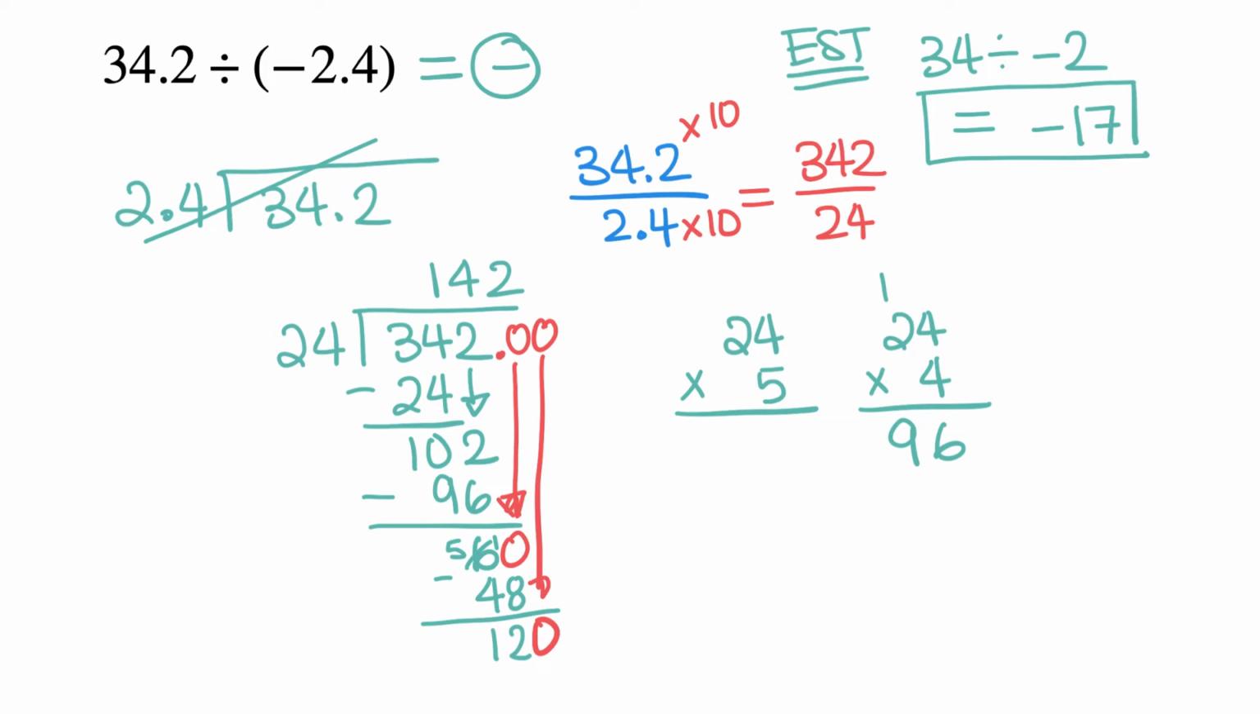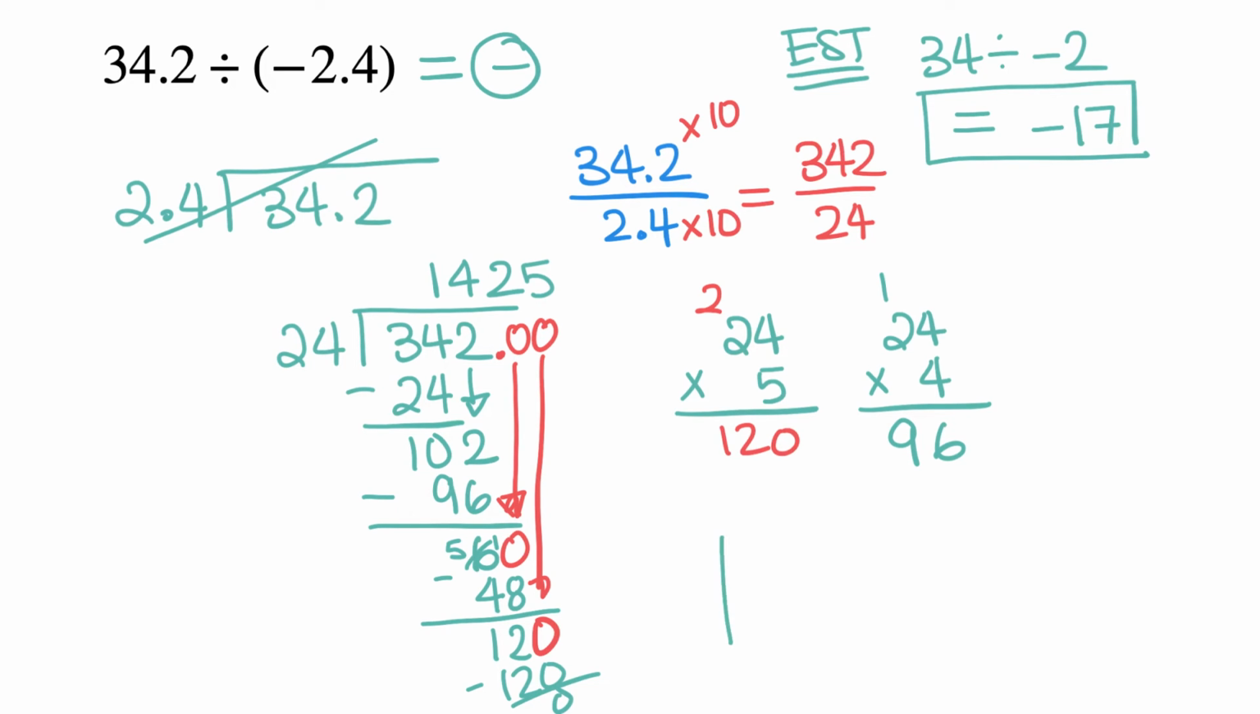So how many times does 24 go into 120? Well, if 24 times 4 is 96, probably it's going to be 5. So 4 times 5 is 20, 2 times 5 is 10, plus 2 is 12, so 120. It fits into it perfectly 5 times. 5 times 24, 120, and I subtract, and I get 0. So I have no remainder.